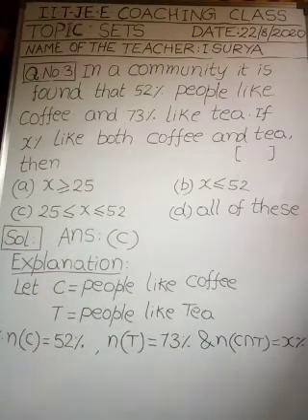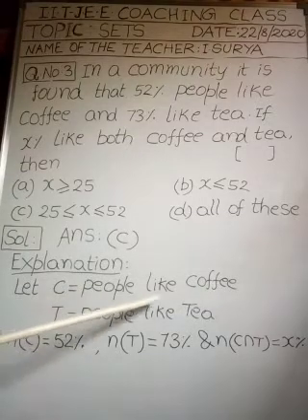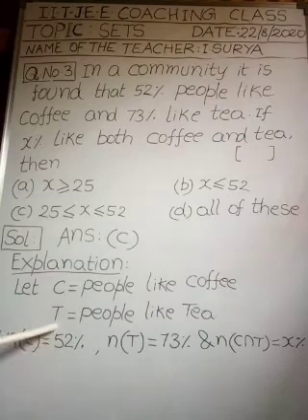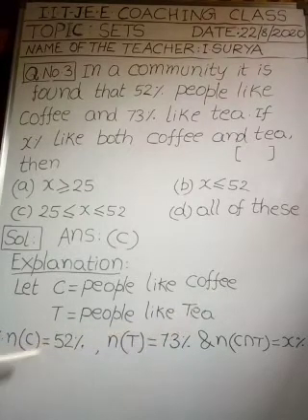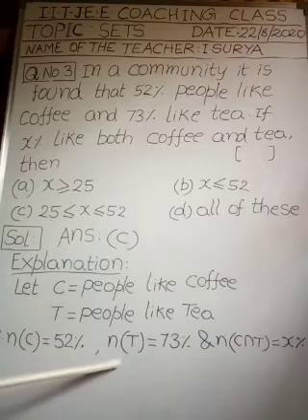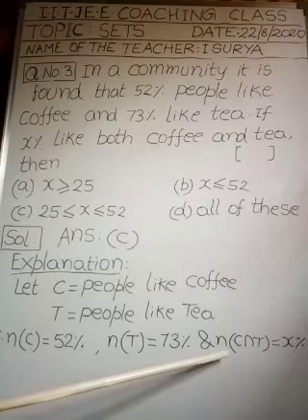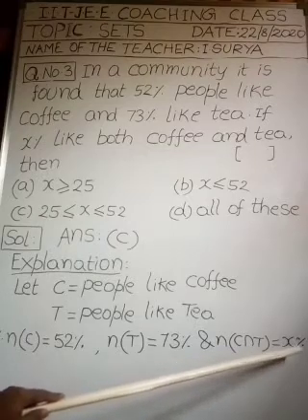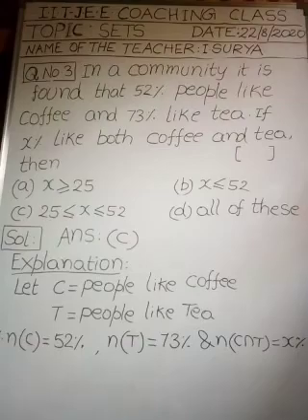Let us see the explanation part. Let us assume that C denotes people who like coffee, and letter T denotes people who like tea. From the given data, we can write n of C is equal to 52%, n of T is equal to 73%, and n of (C intersection T) is equal to X percent. Understood this step, my dear children? Right.